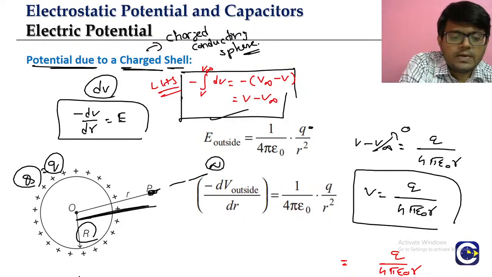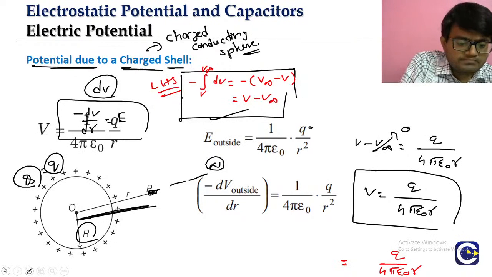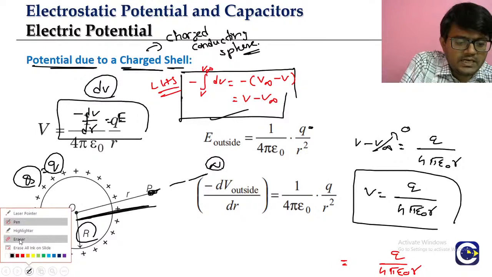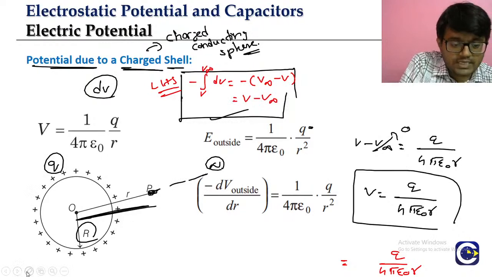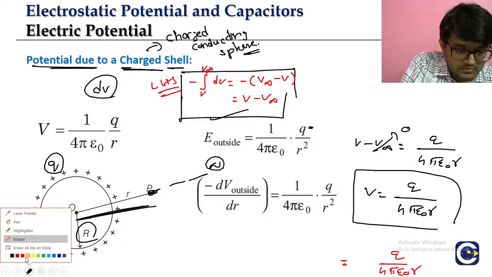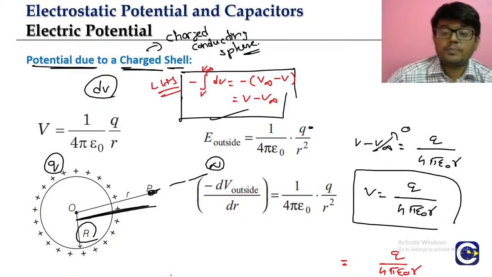Okay. So look, we are able to get the result, the potential due to the charged shell at a point outside. What is the formula? 1/4 pi epsilon naught into q/r. What is the formula for this? 1/4 pi epsilon naught into q/r.